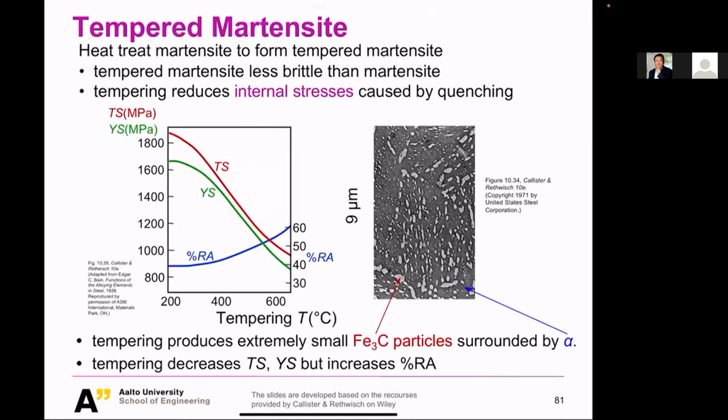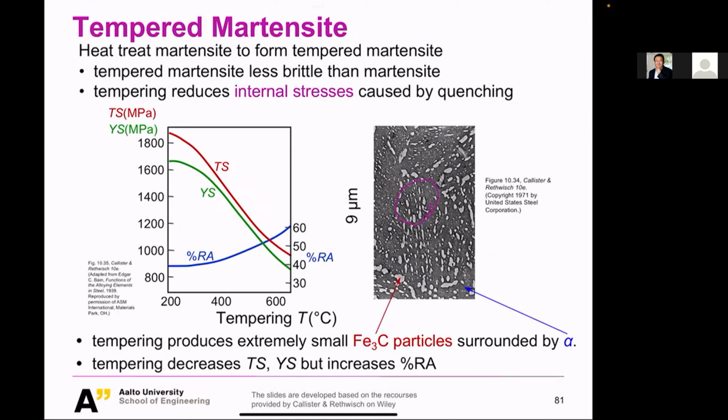All right. And finally, we're talking about the tempered martensite. So this is how the tempered martensite looks like. Basically, it is a microstructure that has ferrite, and these particles are your cementite. So they're not layered, they're not elongated, they're really becoming small particles. And that is the feature of this so-called tempered martensite, right?